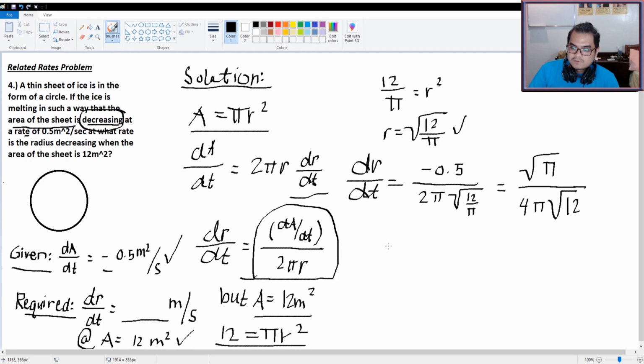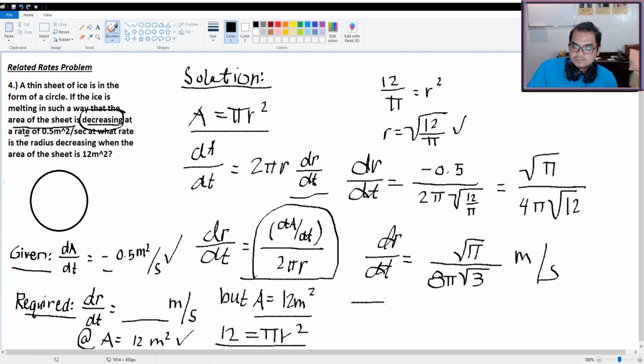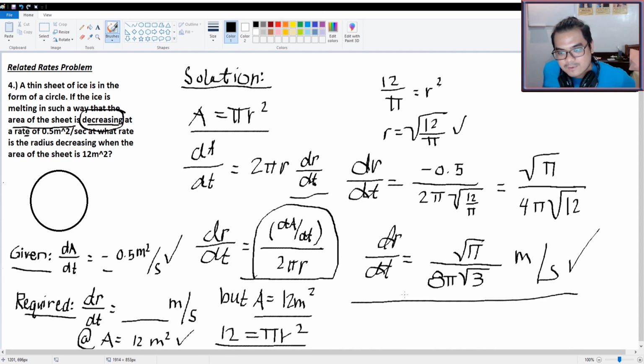So you can also have dr over dt equal to, bringing out the 4, since 12 is 4 times 3, times 2. So you can have your 8 pi square root of 3, and then square root of pi. And don't forget that this must be meter per second, and that is your answer. So I guess that's all for this related rates problem, which is also called a time rates problem.